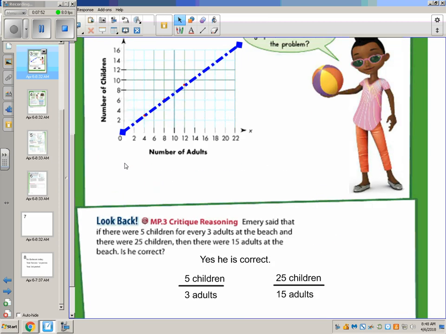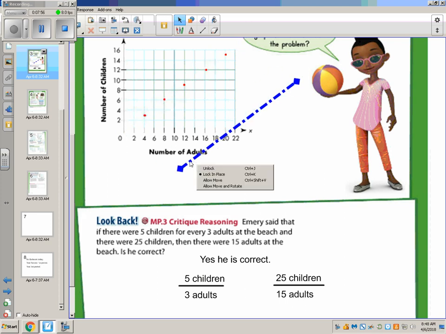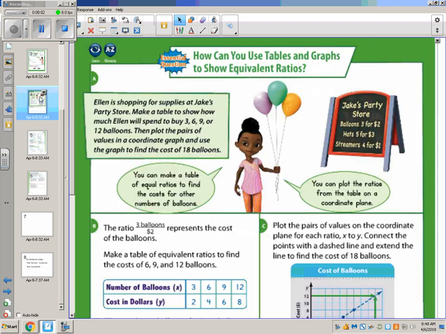So if you need to pause the video so you can make sure that your graph is done correctly and you've got this filled in, pause the video. If not, I'm going on to the next page.